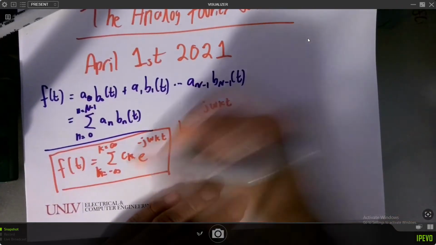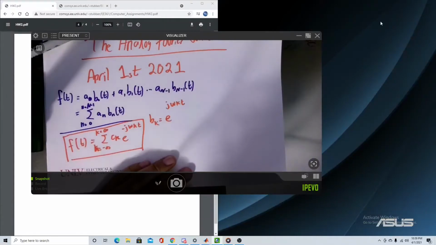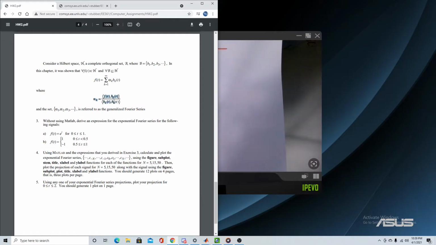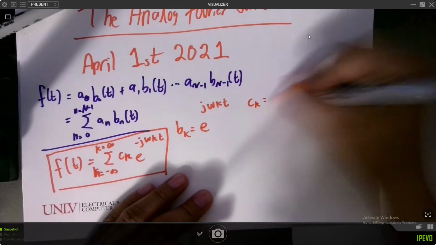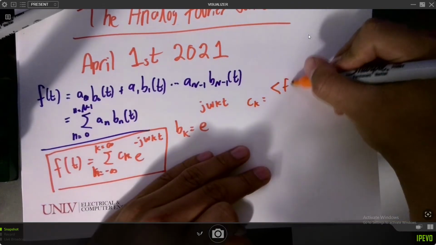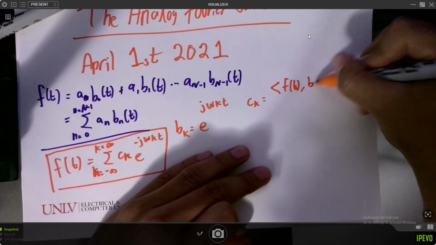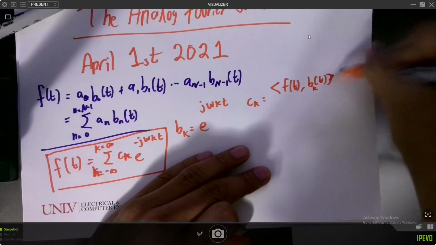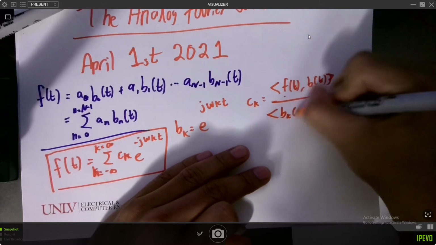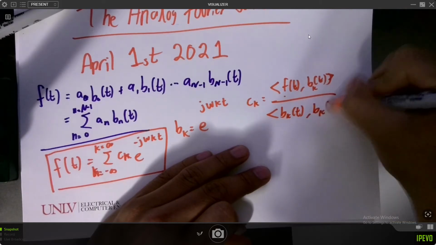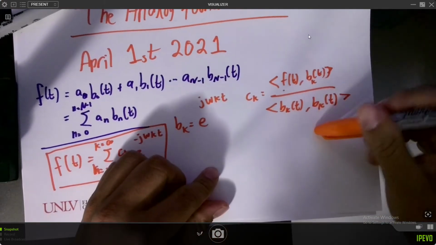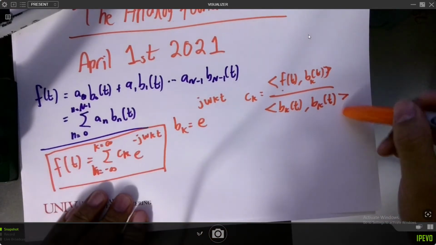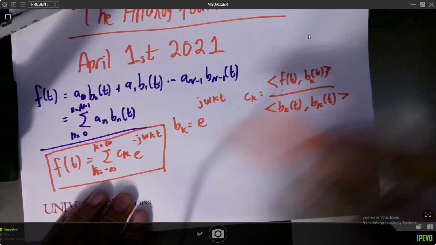The definition to find this weight: if you see from here, we have alpha of k, which is equal to this divided by that. So c of k is going to equal the inner product of f of t with b k of t, divided by the inner product of b k of t with b k of t. That right there is your definition of how to approach this. And you're probably saying, hey David, why do we have this negative?